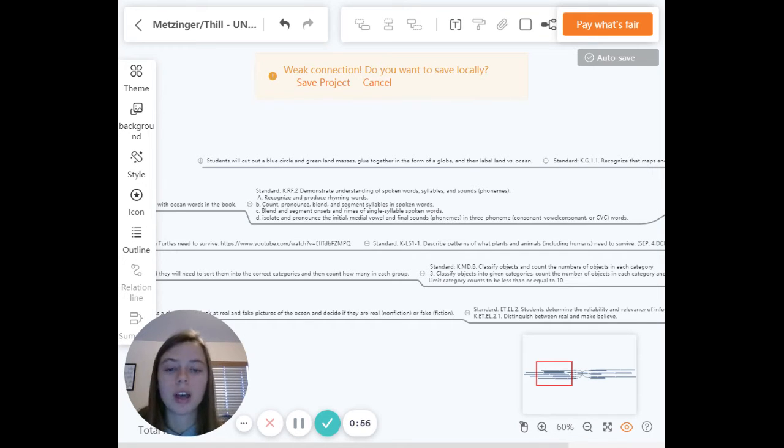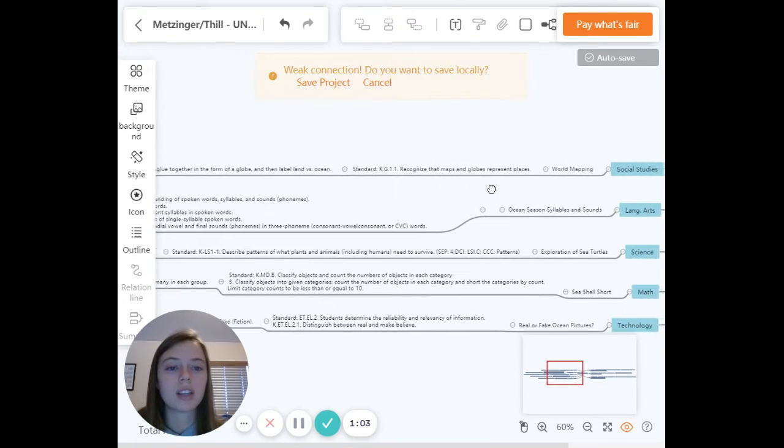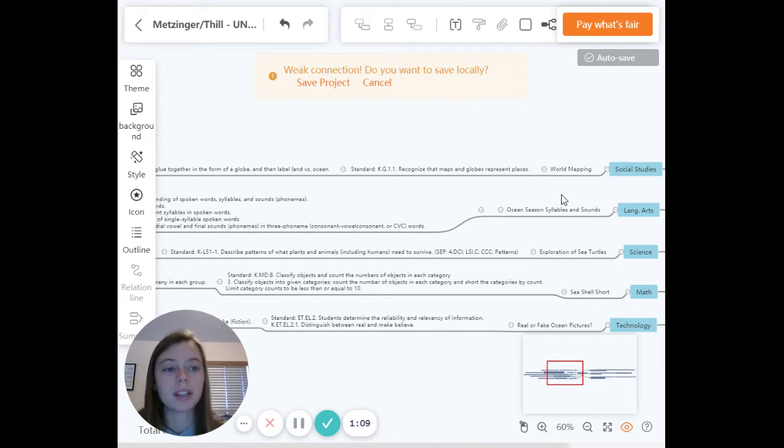So this will help us start to understand what a map is, what a globe is, and what they represent. The standard for this is K.G.1.1, and that's to recognize that maps and globes represent places.